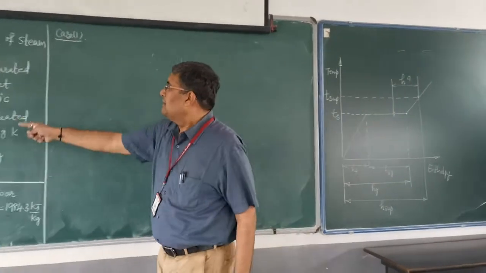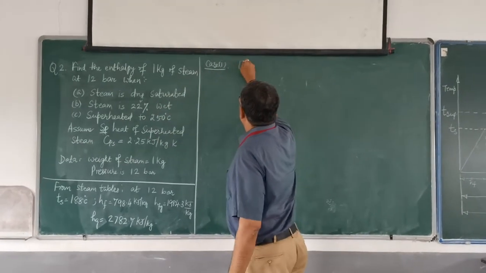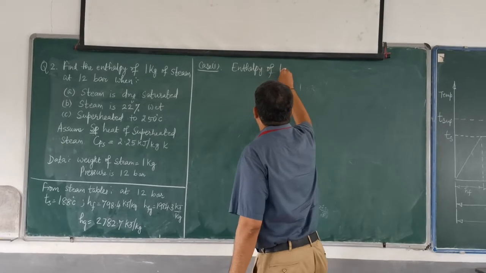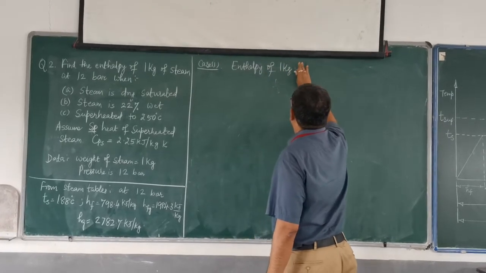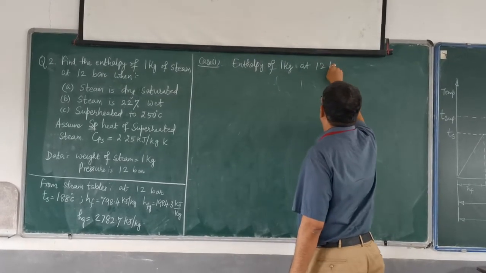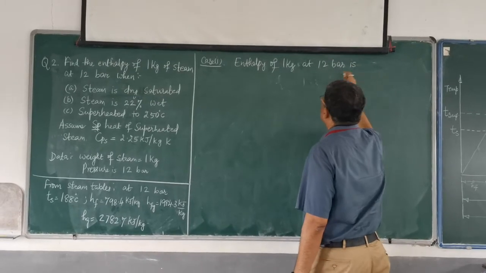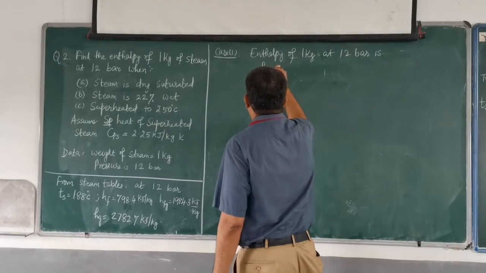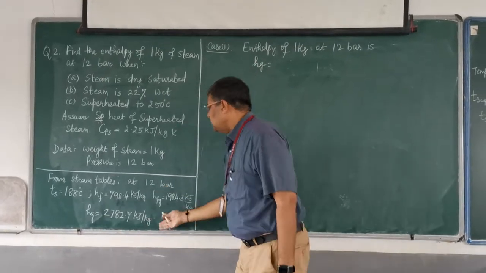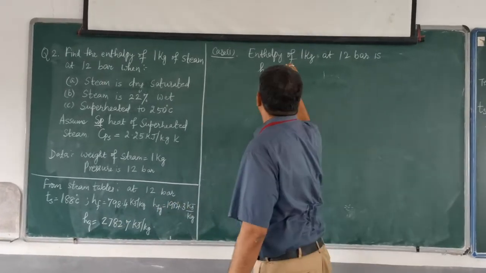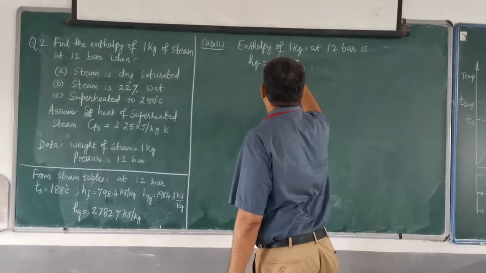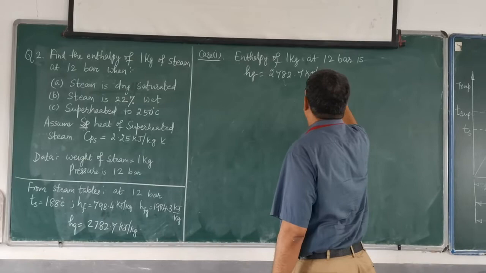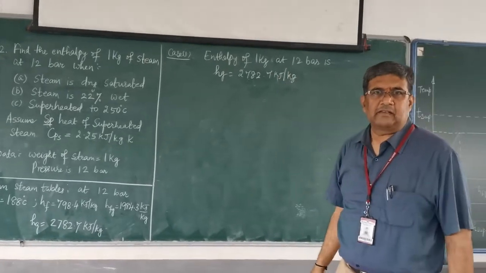Okay, so directly for case 1, enthalpy of 1 kg at 12 bar is hg. You already know the value of hg, that is 2782.7. So this is 2782.7 kilojoules per kg. Finished. Directly you have to write the answer.